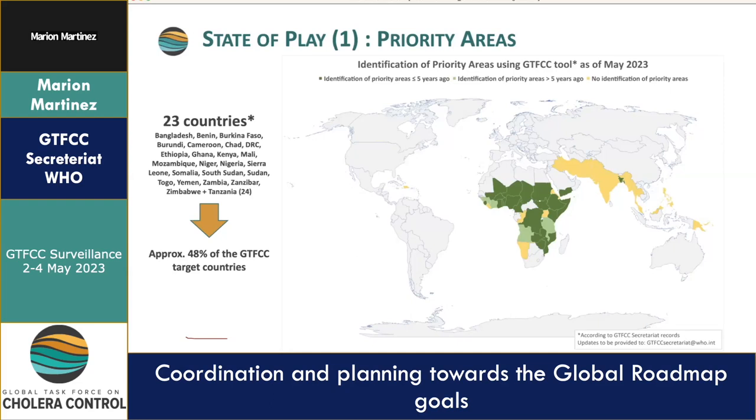Out of these countries that have developed priority areas identification over the past years, 61% are in the Afro region, 43% in the EMRO region, and 20% in the Sierra region.